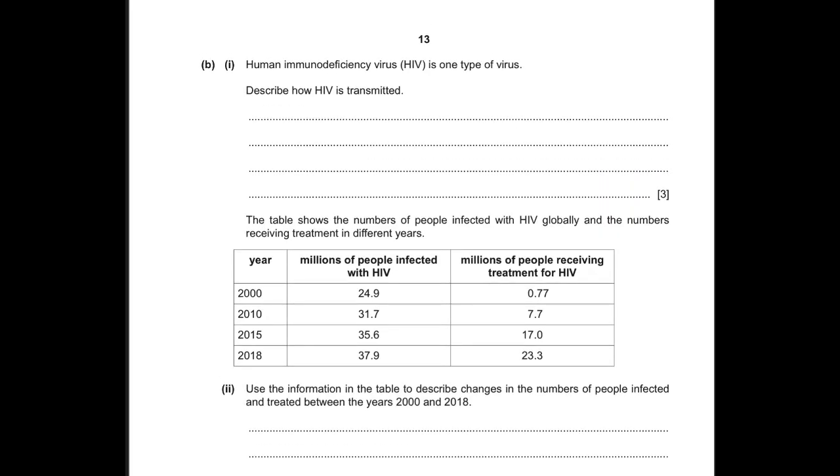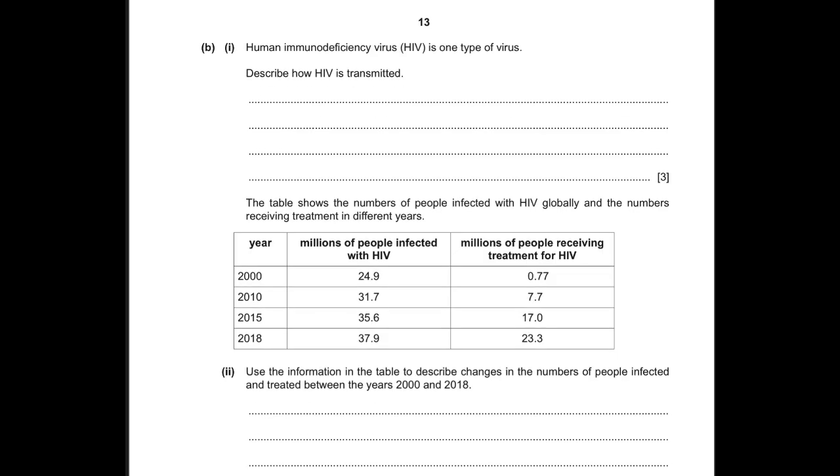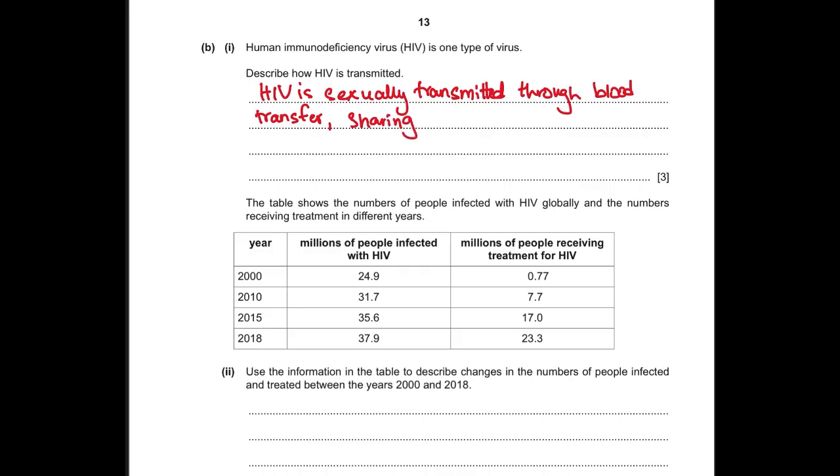Human immunodeficiency virus HIV is one type of virus. Describe how HIV is transmitted. So we all know HIV is a STD and it is sexually transmitted or via blood. HIV is sexually transmitted, through blood, sharing non-sterilized needles, and from mother to child when breastfeeding or across the placenta in pregnancy.